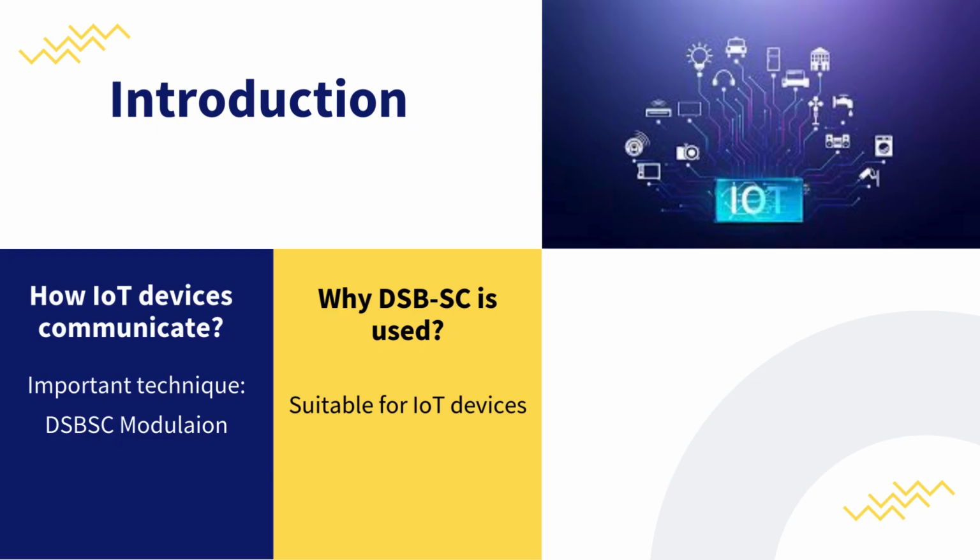Today we are going to talk about how Internet of Things, or IoT, devices communicate, and we will focus on an important communication technique called DSBSC modulation, which stands for Double Sideband Suppressed Carrier. This topic may sound technical at first, but don't worry. By the end of this video, you will understand what DSBSC is and why it is used, and also why it is especially suitable for IoT devices, even if you do not have an engineering background.